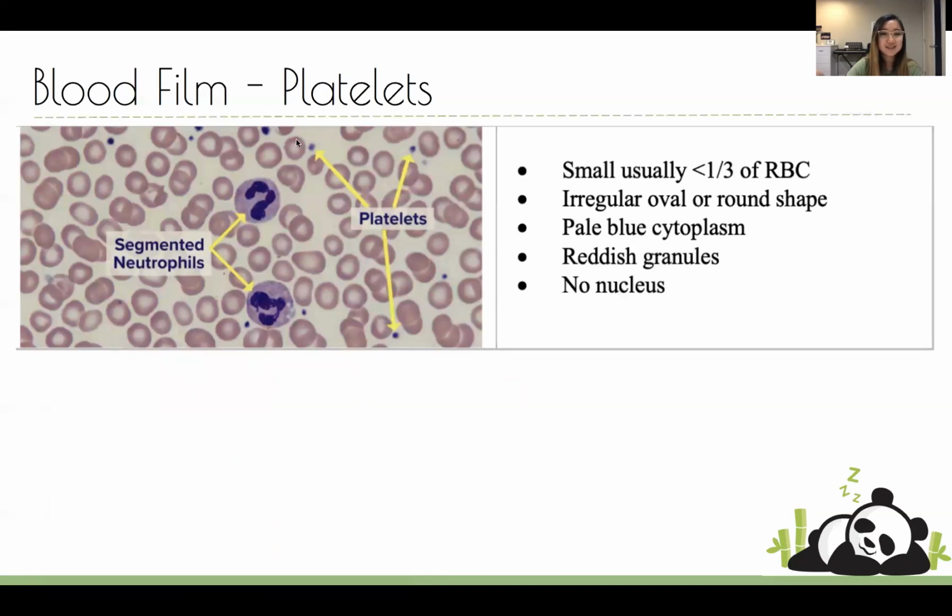These are platelets. They're normal. These are normal platelets. They're small, they're itty bitty, with pale blue cytoplasm. There's no nucleus.